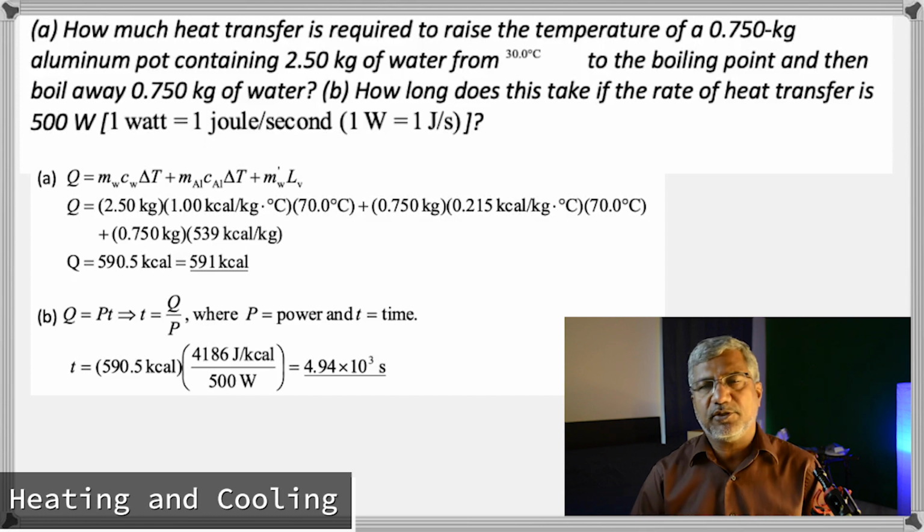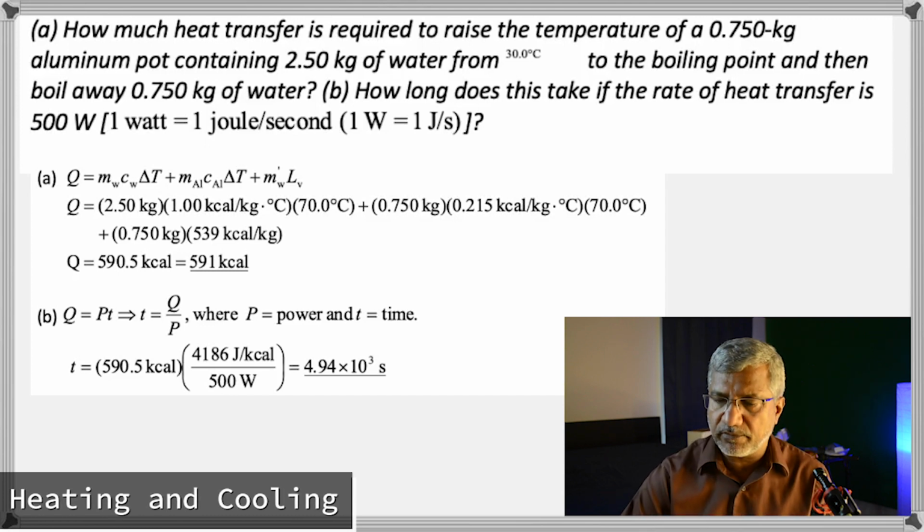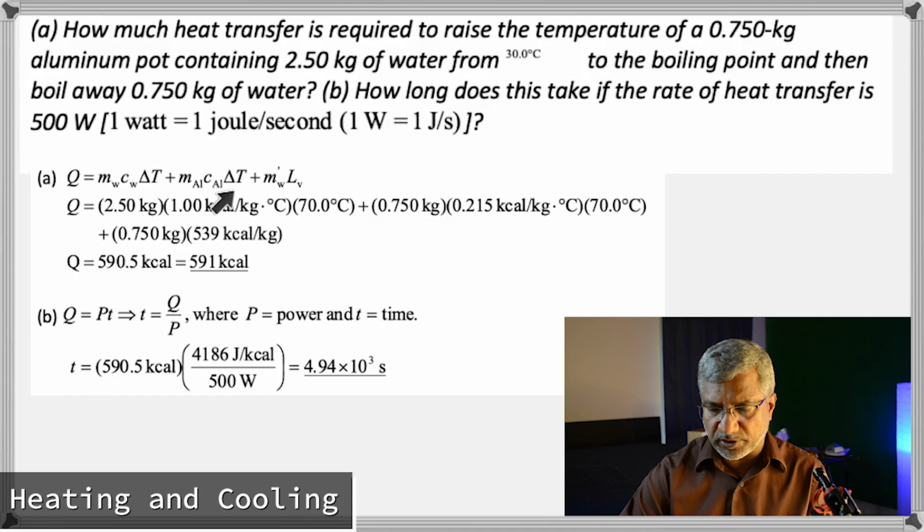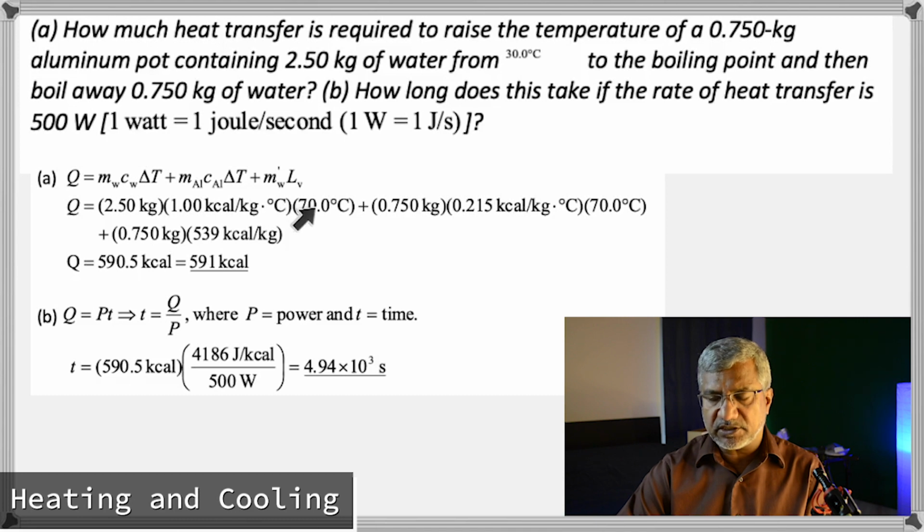Aluminum is staying as aluminum. It's not melting or anything. So that's why there are 3 parts. So this is the mass of water, specific heat of water, times the change in temperature, which is 70. Why? 100 minus 30. It went from 30 to 100, so the change is 70.